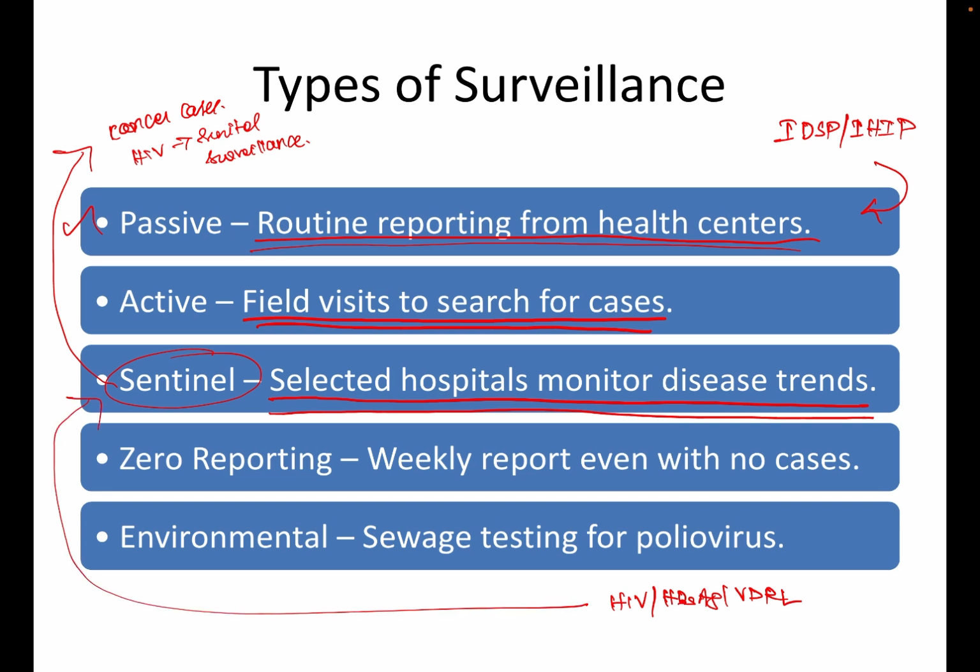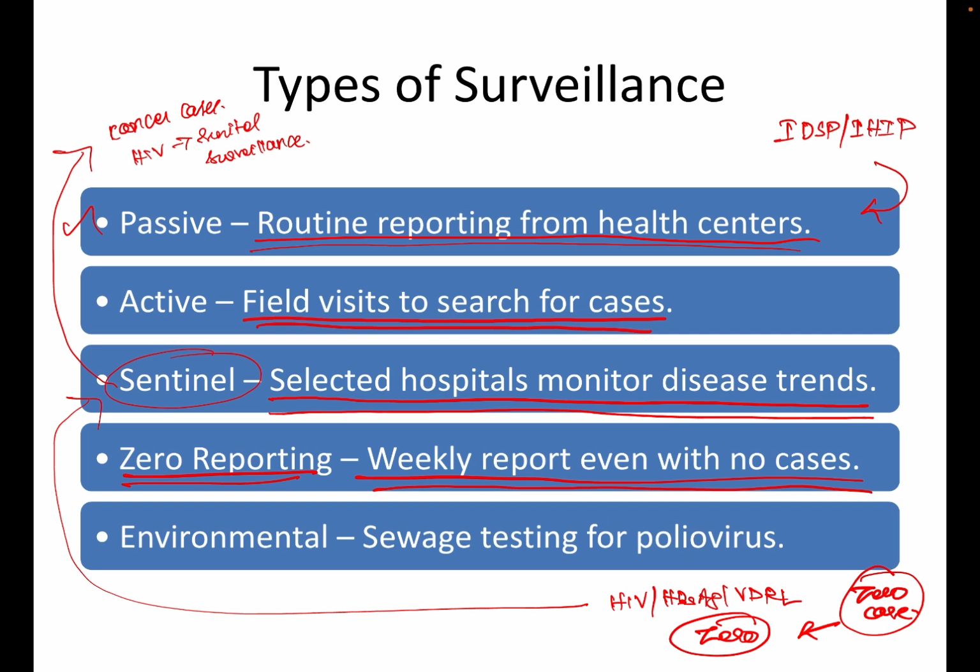Then there is zero reporting. This is done in case of AFP cases. Even if you see zero cases of acute sudden onset of weakness, you have to report that you didn't get any cases from the health system. So that is what we call zero reporting.